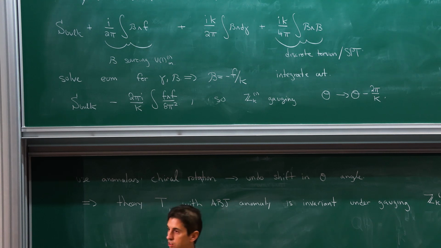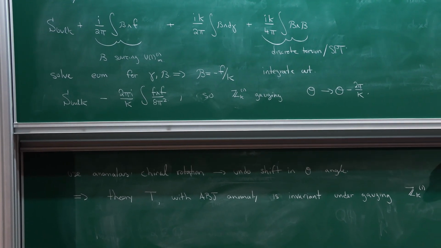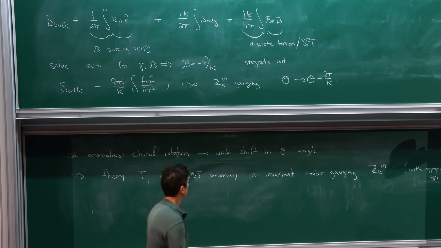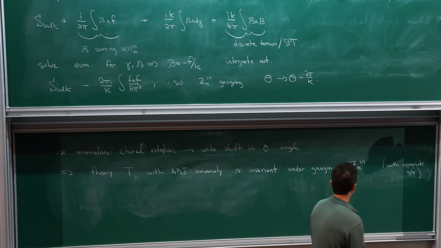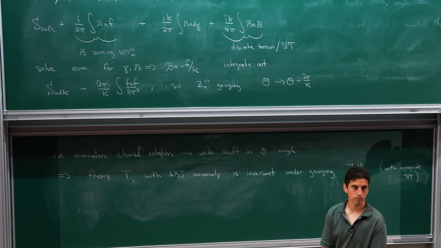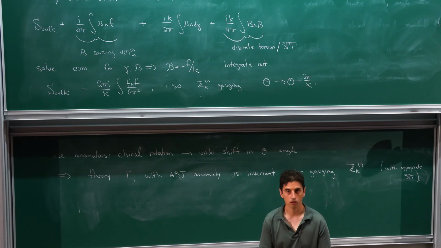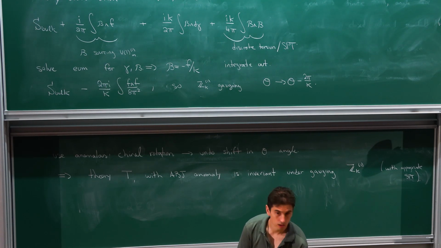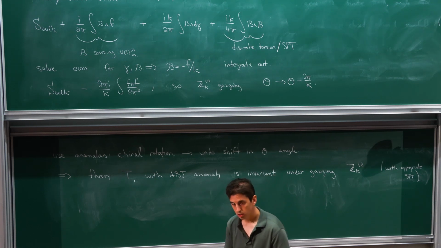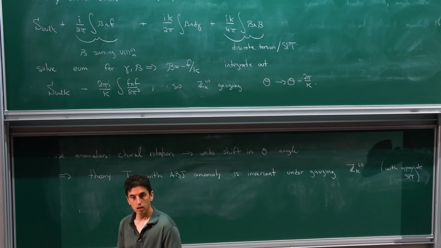Usually, if you have a theory and you gauge some symmetry, it's an operation you could do, you get a different theory. Not so in this case. The ABJ anomaly equation, we can use it to prove that this theory has a self-duality under this finite gauging. It relates to the twice gauging method for the non-invertible symmetry. So the twice gauging, so the TFT construction.